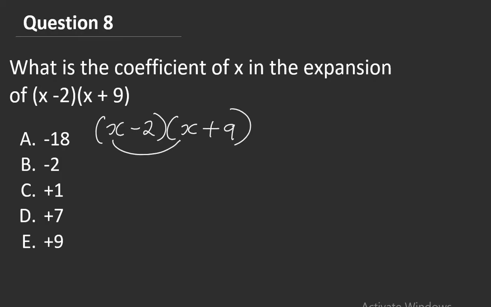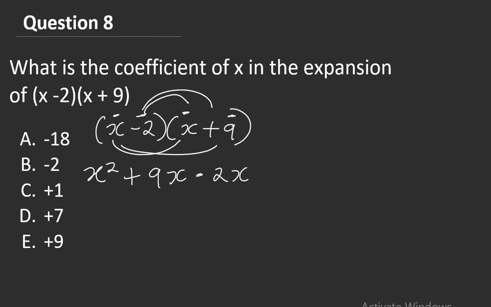Here x times x is x squared. X times 9 is 9x. So what I did was to use this x to multiply this x and this 9, positive 9. I'm done with x. We use minus 2 to do the same. Minus 2 times x will give me minus 2x. Minus 2 times 9 is minus 18.